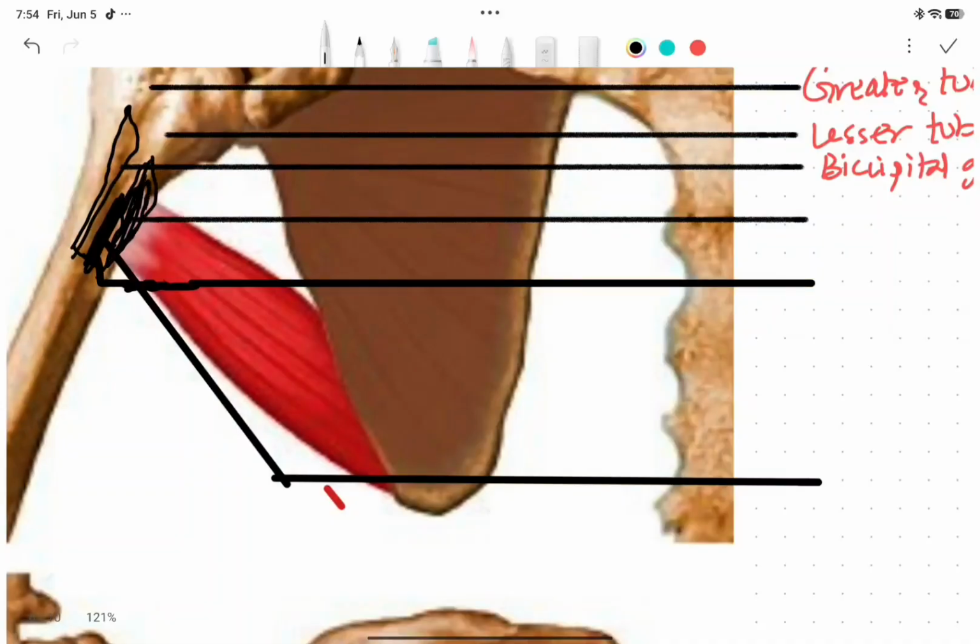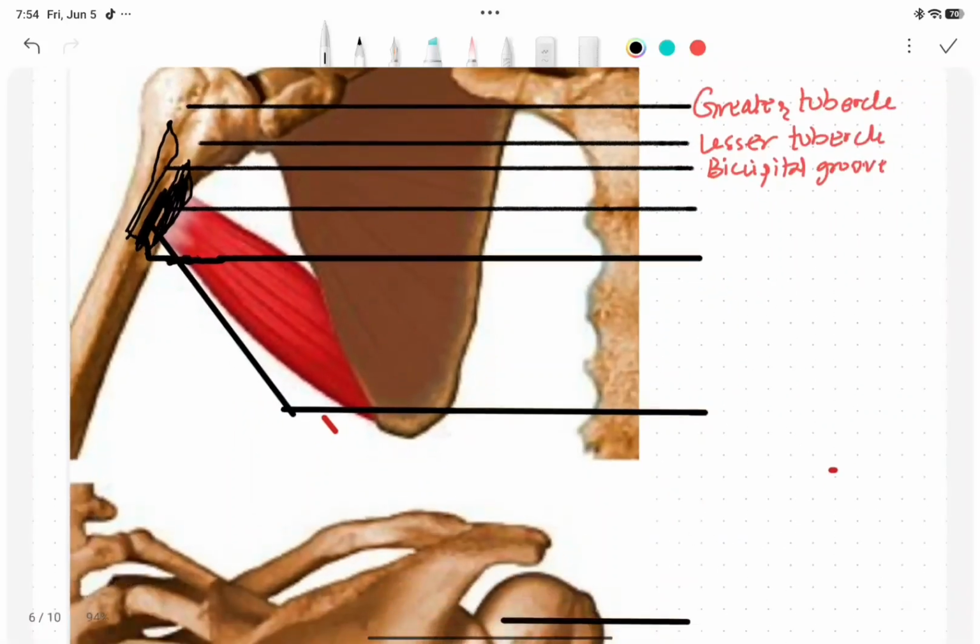The teres major is inserted in the medial lip of the bicipital groove. This is the insertion of the teres major to the medial lip. This is the lateral lip.